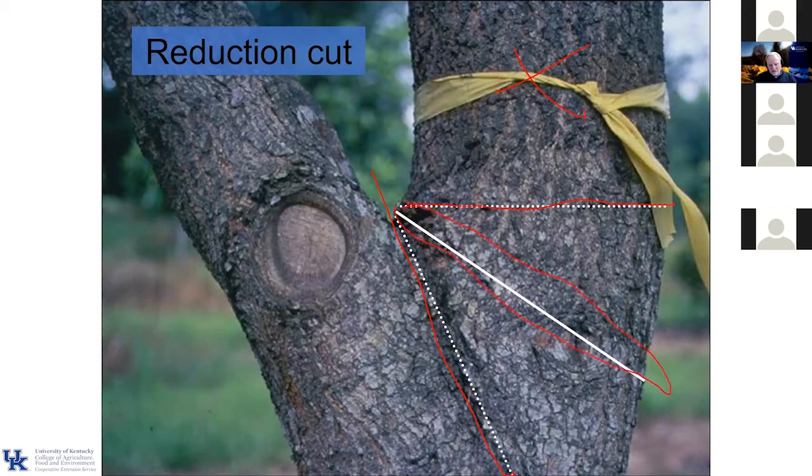It'll shed water nicely. You don't want to make that angle too steep because you want to minimize the surface of that pruning cut, but that would be our pruning cut in these situations where no collar's present. And that would be a reduction cut in this situation, even though that's a really large limb.